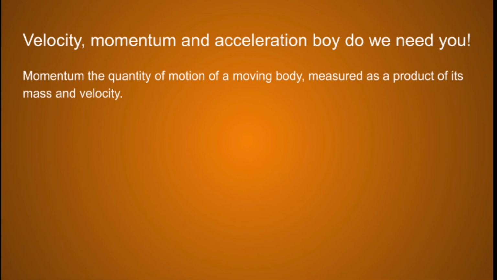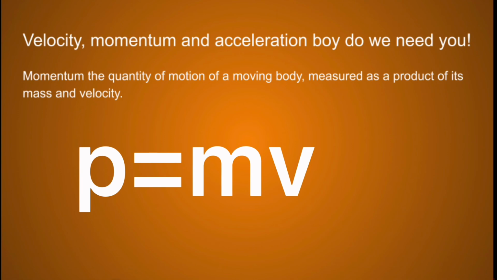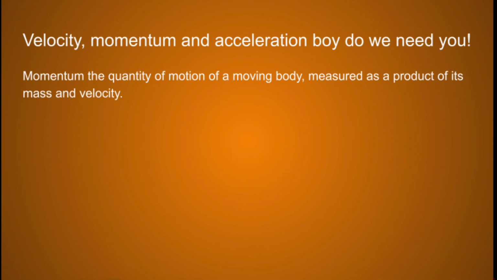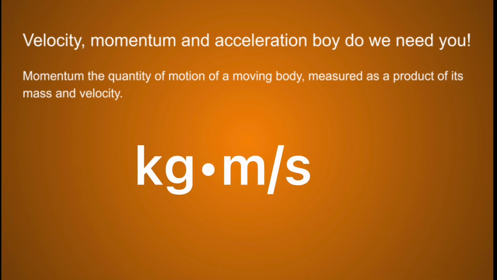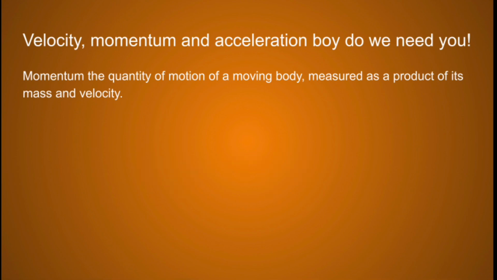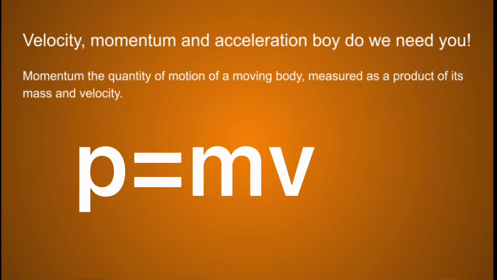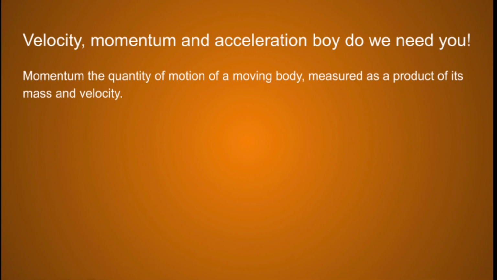Momentum is the quantity of motion of a moving body, measured as a product of its mass times its velocity. It usually has the units of kilograms times meters per second, and the formula looks like P equals M times V. A player's momentum helps him get down the court the fastest.